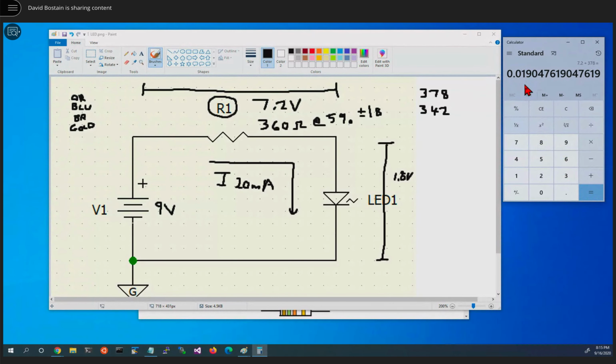That's going to be 19 milliamps. Is 19 between 15 and 25? Well, it is indeed. So 19 milliamps sounds good. Let's do the other one then.